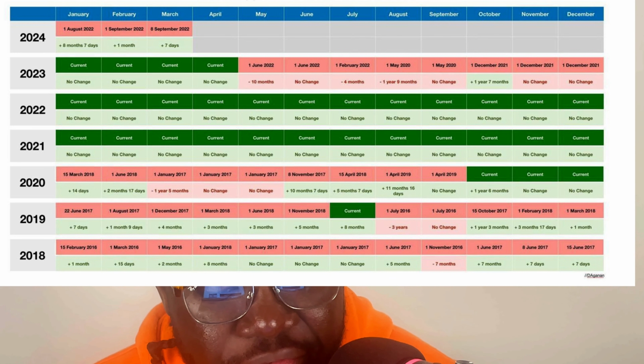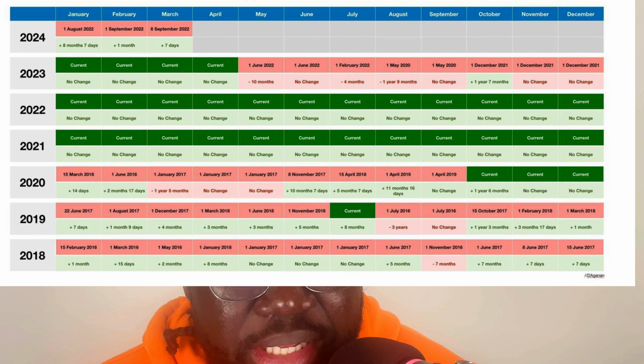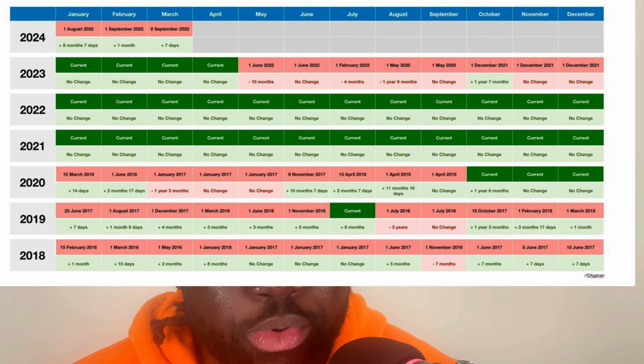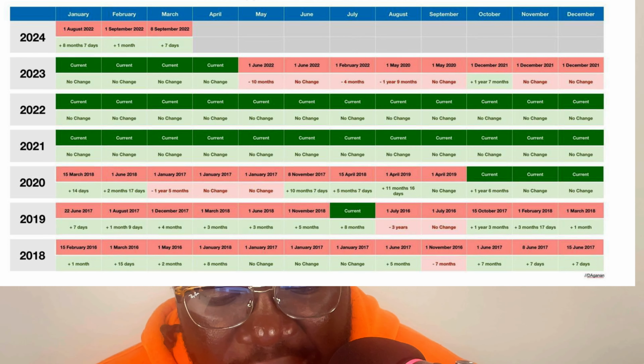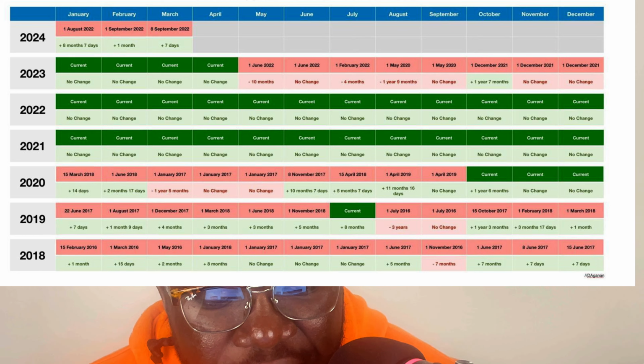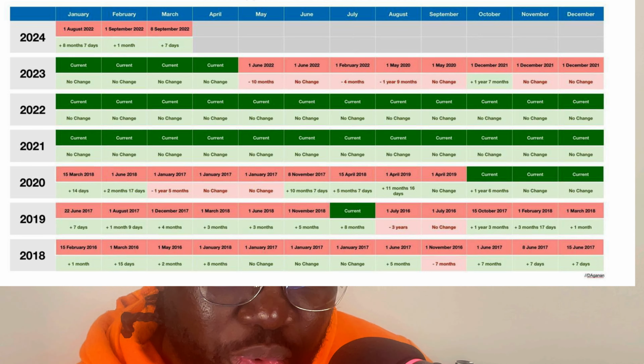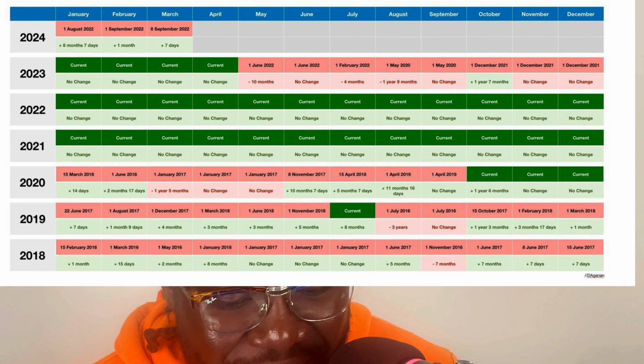This was good news. For people who had a priority date in August, that means anyone whose priority date was before or on the 1st of August 2022 will be called or invited for their visa interview. And now in February, it moved again by 1 month, to 1st September 2022. That was another good news.